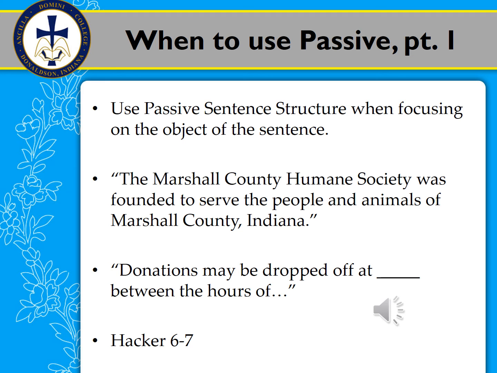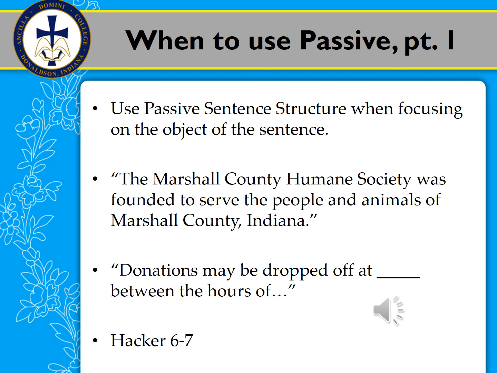Here's something that's more relevant to our particular class interests. Again, when you're focusing on the object of the sentence. So in this case, the Marshall County Humane Society was founded to serve the people and animals of Marshall County, Indiana. Now in this case, our emphasis is on the Marshall County Humane Society. We don't really need to talk about who founded it. We don't really need to know much about them for the sake of writing about it in our paper. Maybe that would be interesting information to have later, but we're not really interested in writing that in our paper right now. We're just trying to tell about when it started.